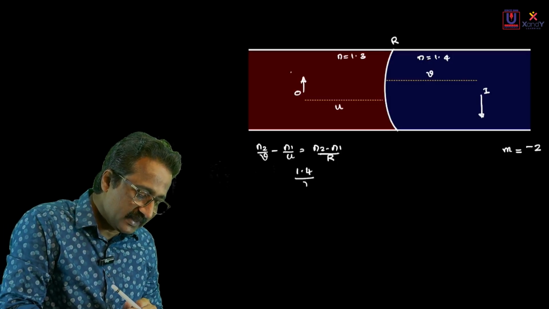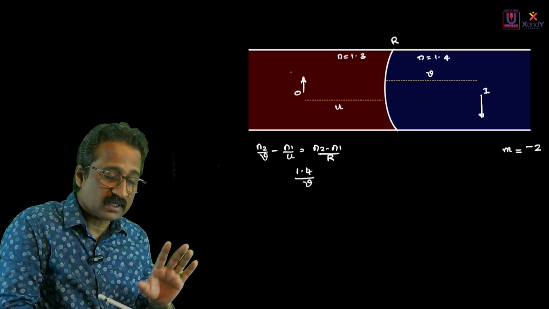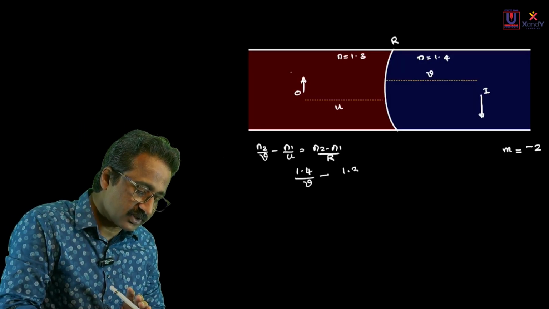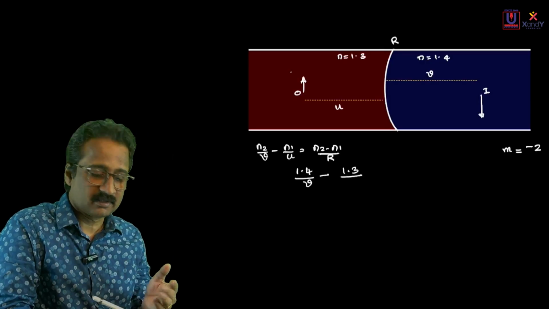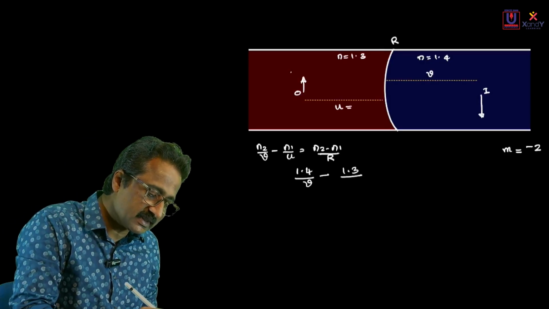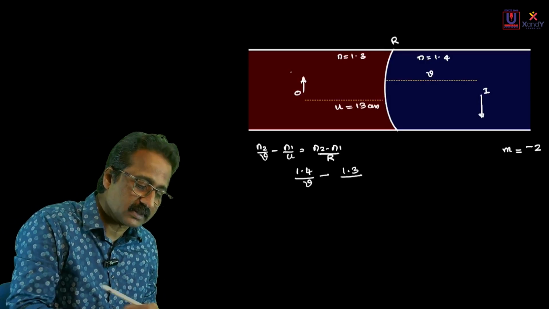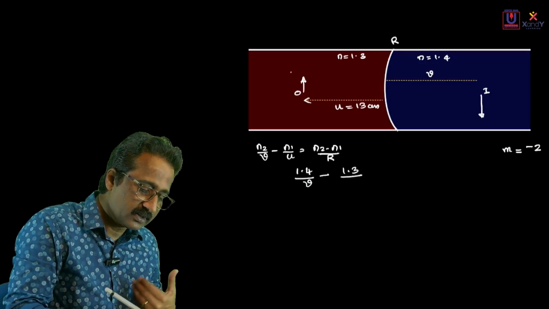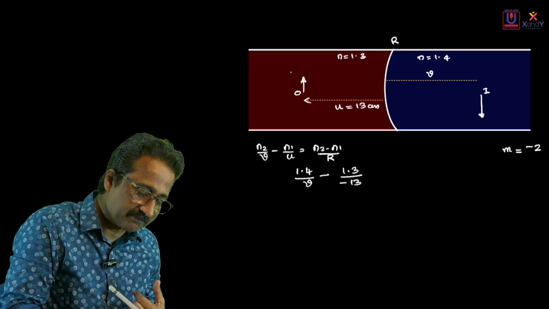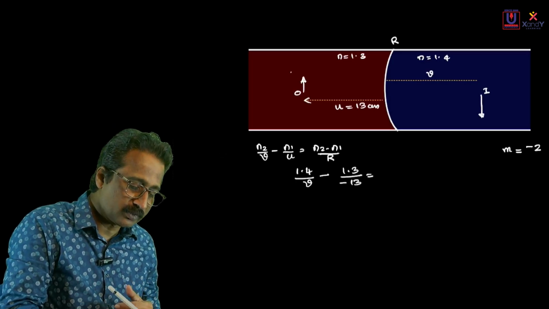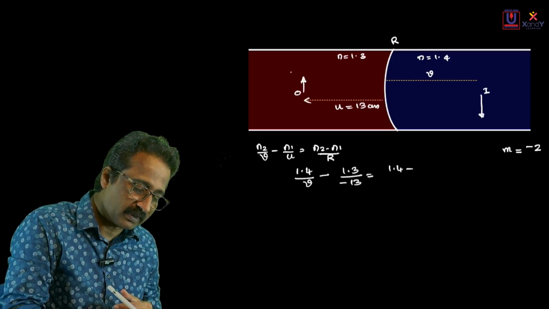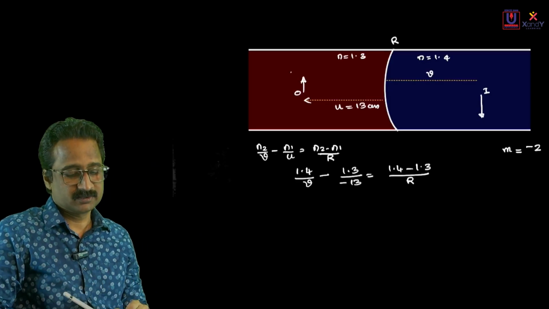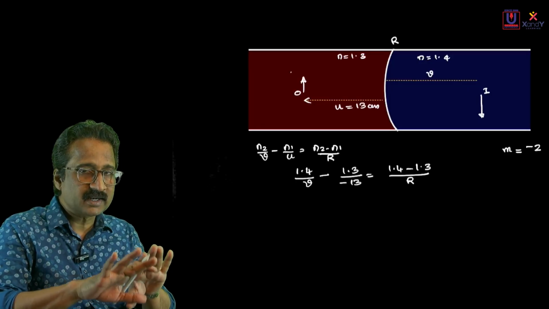Divided by v, which is at least unknown here. We don't have any idea what v is now. Minus n1, which is 1.3, divided by u, because it is said that u is equal to 13 centimeter in the question. That's a given input. Now that 13 is measured backward, so it has to be -13 here. This is equal to n2 minus n1, that is 1.4 minus 1.3, divided by the unknown radius of curvature. So in this equation itself, there are two unknowns.